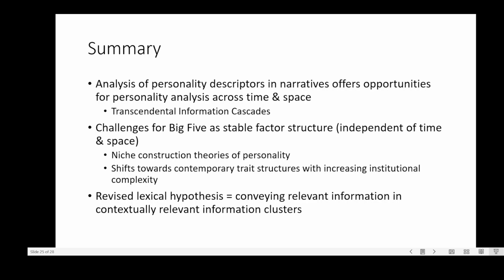And so, in a way, it really points towards a revised lexical hypothesis, which I would suggest varies along the ways of, like, the lexical hypothesis is really about conveying relevant information in contextually relevant information clusters. So there is information in these terms that can be analyzed, but what we have to look at is what kind of combinations of terms are locally meaningful within the specific context.